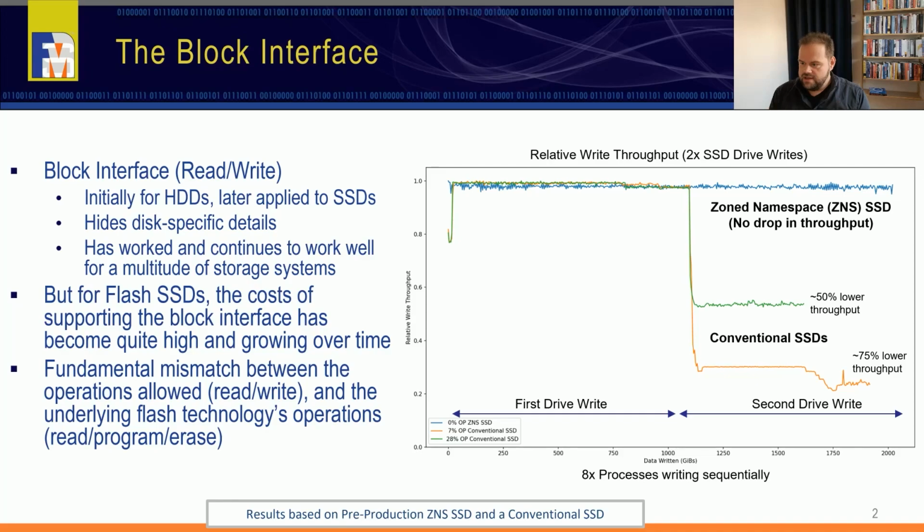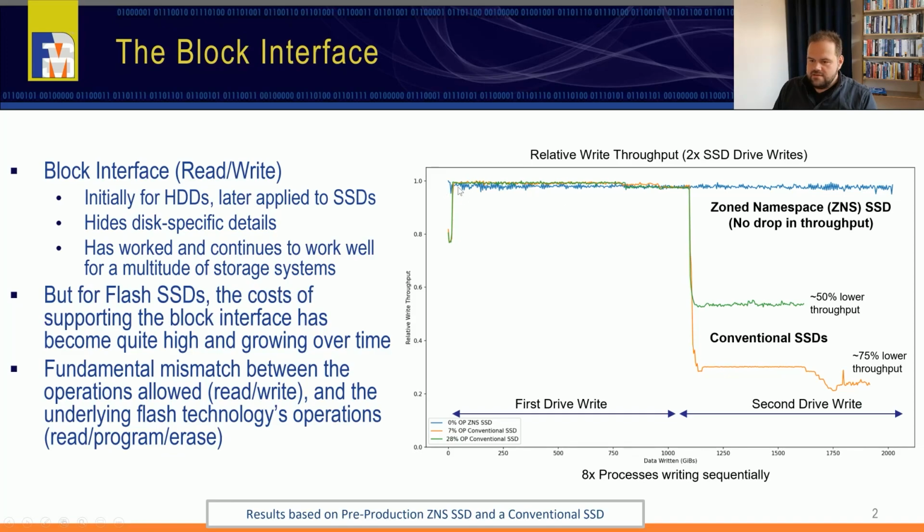Right. To kick this off, I want to point you to the graph on the right, where we have compared what we're going to talk about, zone namespace SSDs, versus a conventional SSD. Here we look at the write throughput, and we do a full drive write 2 times. For the conventional SSD, we have what's known as 7% over-provisioning and 28% over-provisioning. I'll get back to how that relates to this. And then we have the ZNS SSD, which has 0% over-provisioning.